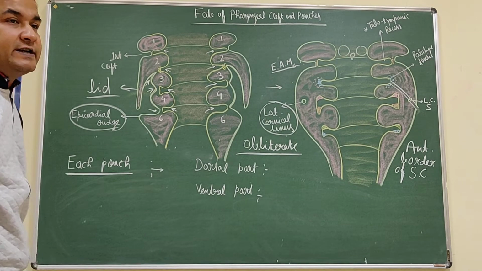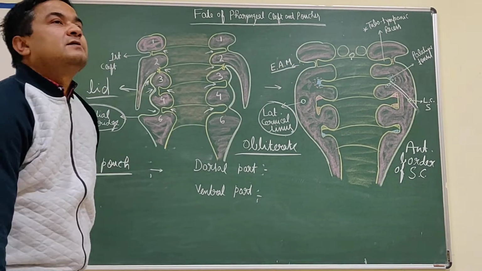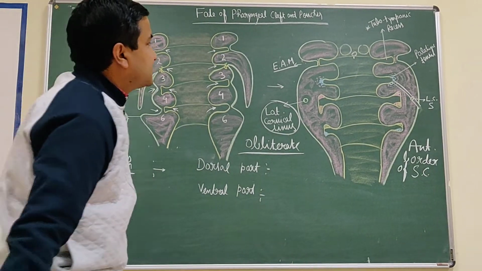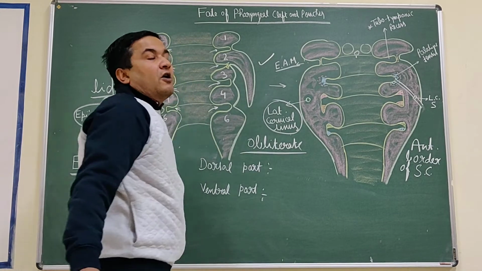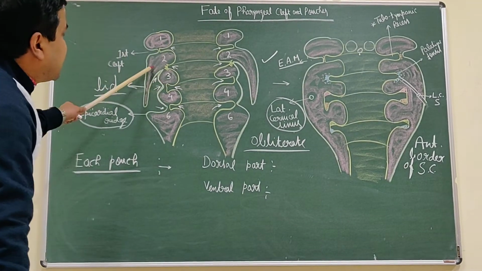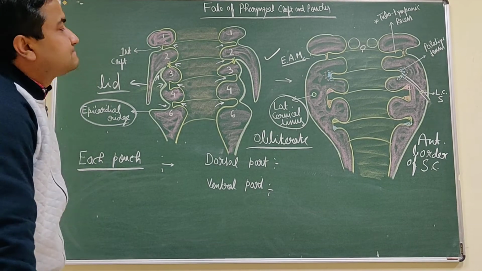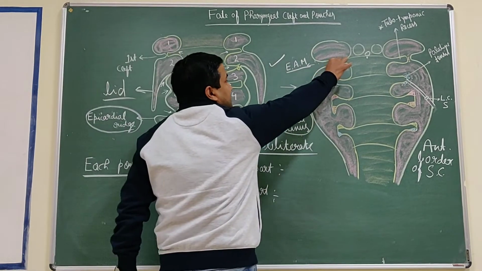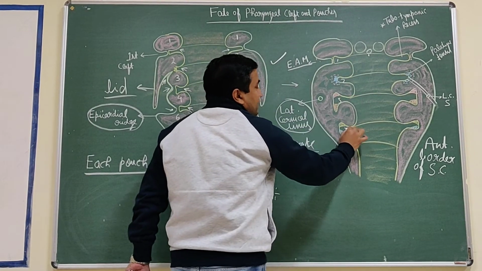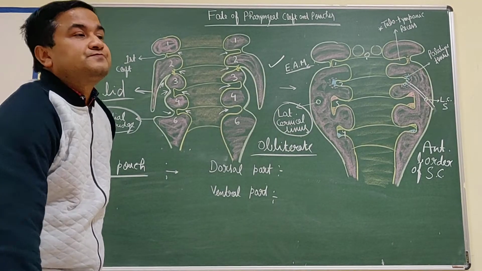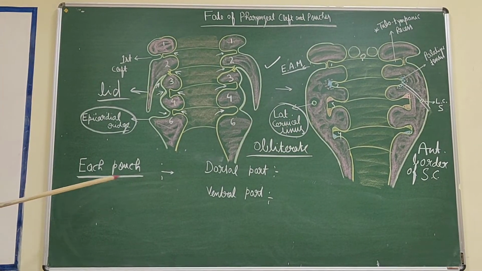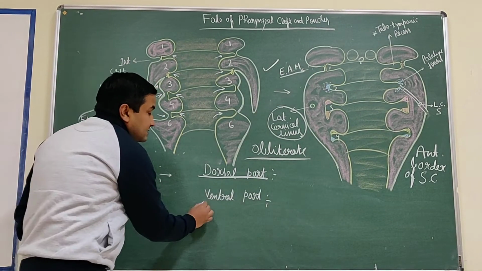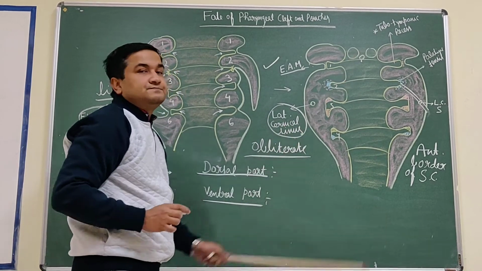Now, important are the pharyngeal pouches. Among the pharyngeal clefts, only the first cleft forms an important structure, that is the external auditory meatus. The rest of the clefts disappear. Now, there are 4 pharyngeal pouches. This is the first one, second, third, and the fourth, from cranial to caudal. Each pouch has a dorsal part, and a ventral part.